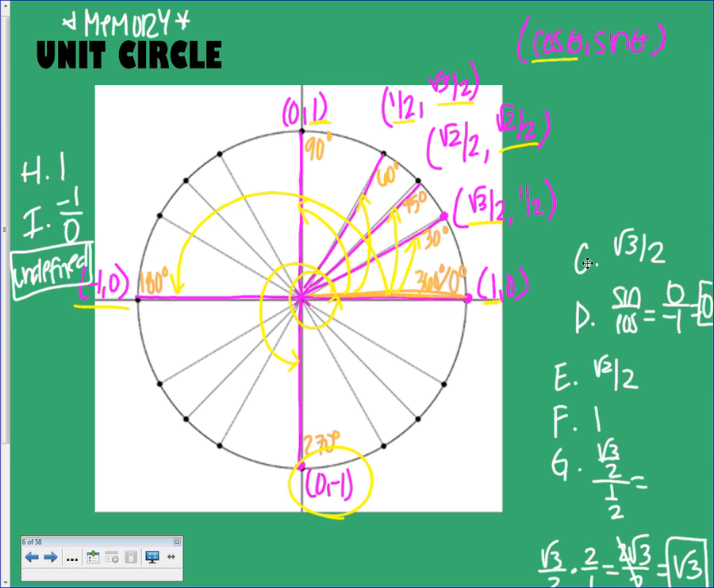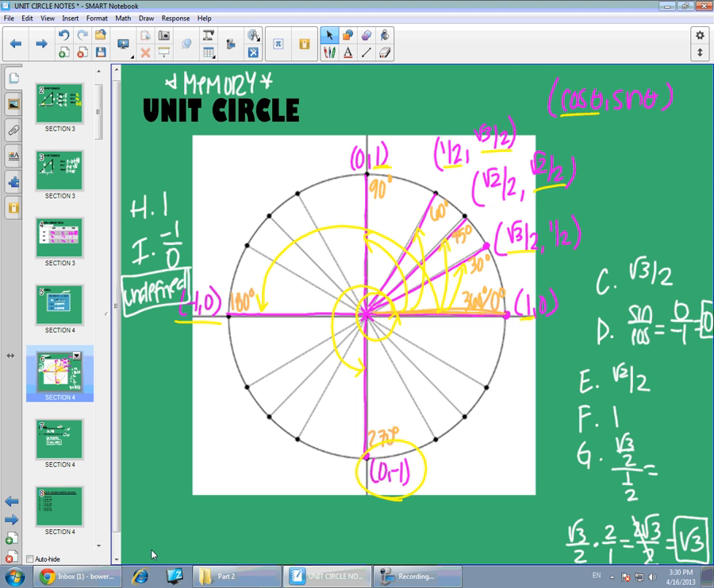Okay, so those are the basic reading the unit circle problems. Okay, we're going to try a few trickier ones now.